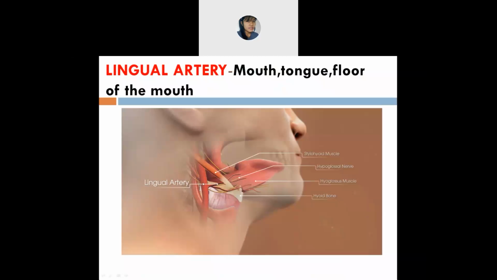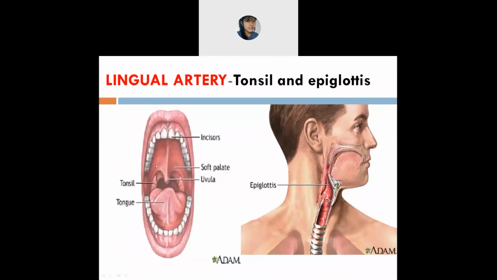Next is the lingual artery. The lingual artery, which you will find here, supplies the tongue. This is your tongue, right? It supplies the tongue and the lining membrane of the mouth, meaning in the mouth portion, and you will find it in the tonsil area as well as the epiglottis.